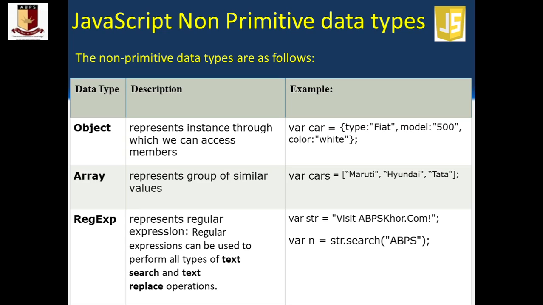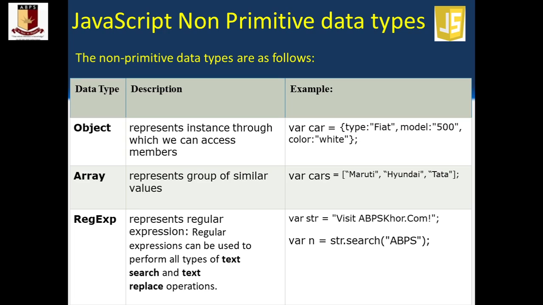Non-primitive data types are generally used to store a collection of data. There are different types of non-primitive data types: object, array and regular expression. Object represents an instance through which we can access members, or we can say a collection of data. Suppose the example is a car. A car is actually a variable we define, having different types of values, like type is a Fiat, model is 500, color is white.